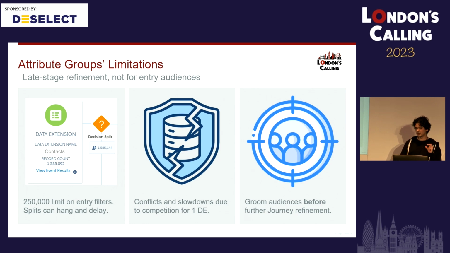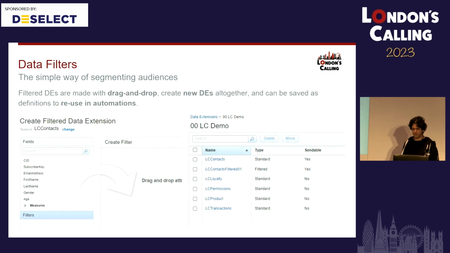And if you're going to be using contacts and you're going to be doing all your segmentation with attribute groups, you're going to have a lot of competition for just one data extension. And if that isn't causing errors already with the number of records you have, that competition certainly will. So really, you want to be grooming your audiences before you actually inject them into a journey. And one of the good ways to do that is with data filters.